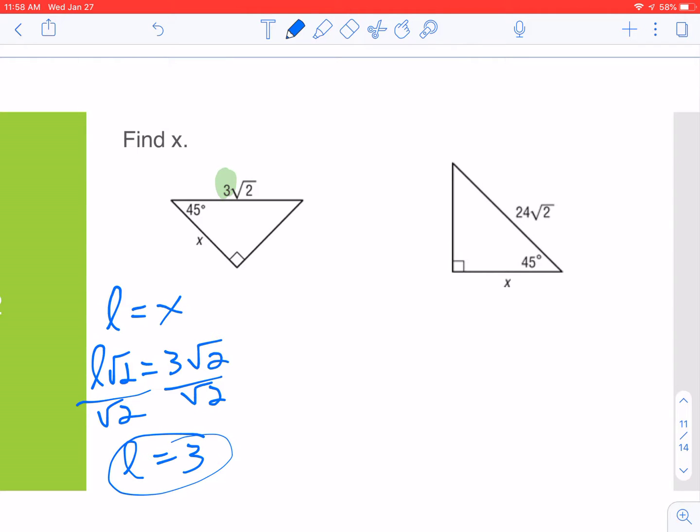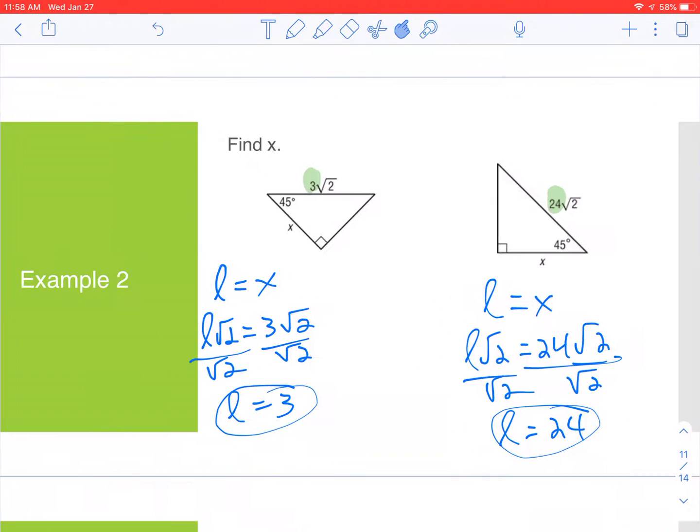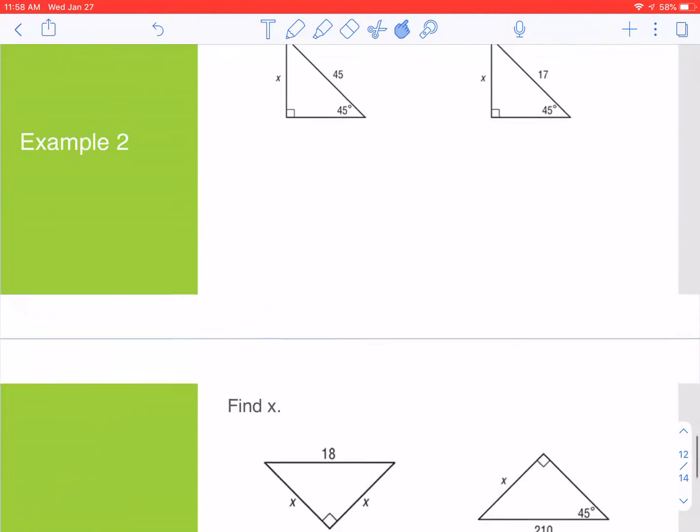Same thing over here. L equals x. L root 2 equals 24 root 2. So now I just divide by root 2 and get L equals 24. Or we could look here at the first number and know that is my answer. And that is all we have.